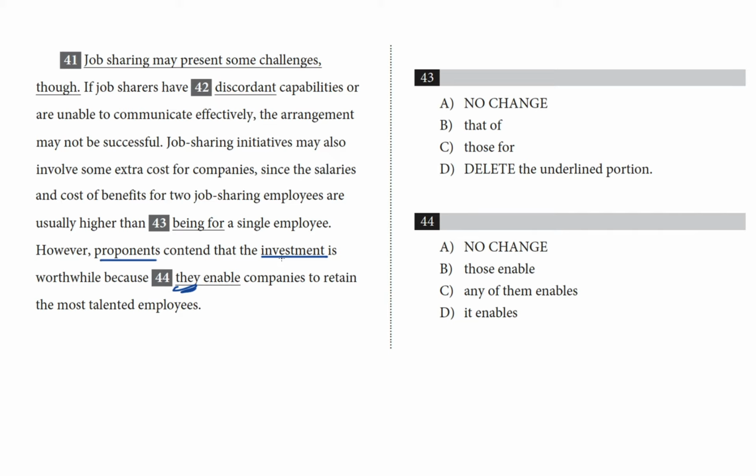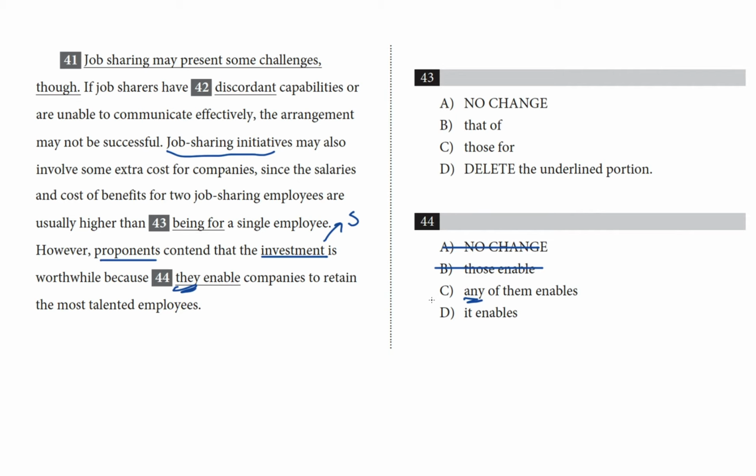Proponents is plural and investment is singular, and that means that we need an it and not a they. That means any plural pronoun in the choices is automatically out. So, they is out. Goodbye, choice A. And those in choice B is also a plural pronoun, so choice B is gone too. Choice C, any of them enables. Let's plug that back into the sentence. However, proponents contend that the investment is worthwhile because any of them enables companies to retain the most talented employees.